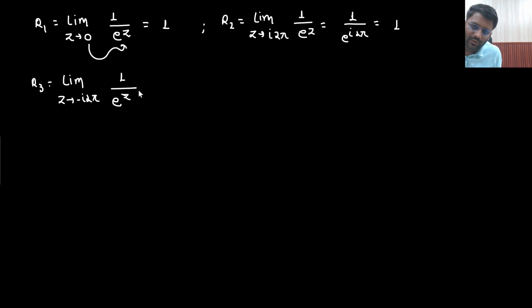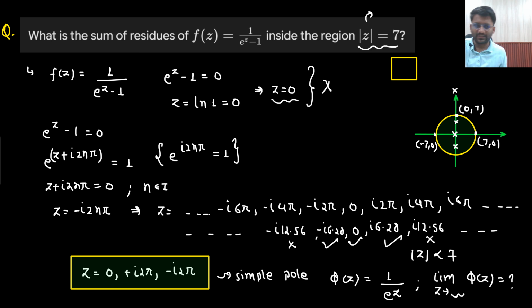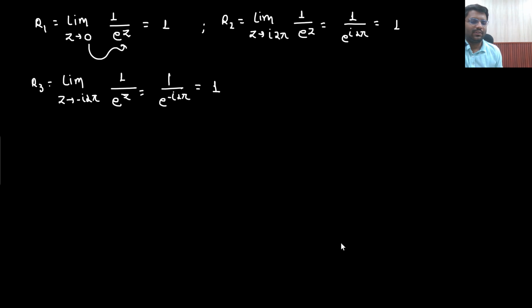So in place of z, what will you put? In place of z, I will put minus iota 2 pi. So what is the answer you are getting? 1. So 1, 1, 1. These 3 answers we are getting. So 3 residues we are having. That means what will be your summation of R? That would be 1 plus 1 plus 1. Answer is 3. Are you able to understand this point or not?